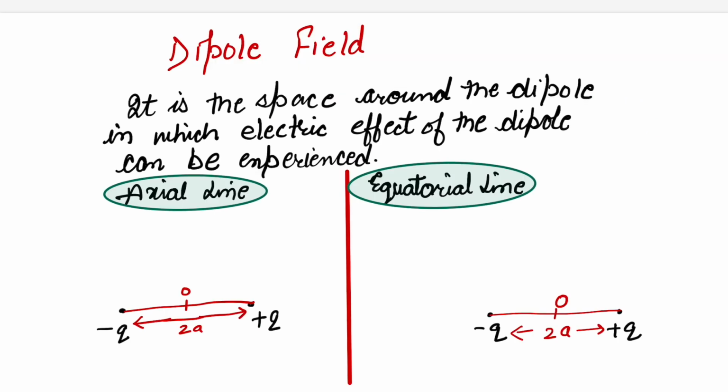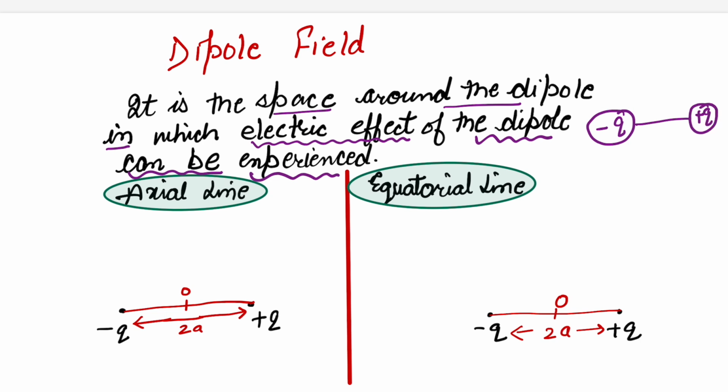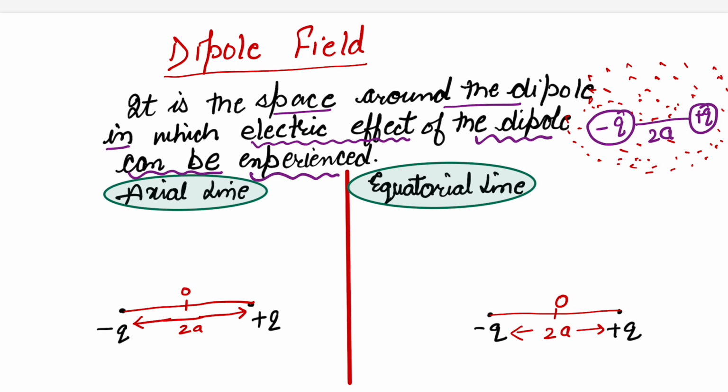Next, let us discuss what is the dipole field. The dipole field is the space around the dipole in which the electric effect of the dipole can be experienced. So, we have this dipole, minus q and plus q, separated by a distance of 2a. The field around this dipole, in which you can experience the electric effect of this dipole, is called the dipole field. Then let us understand what is the axial line and what is the equatorial line.